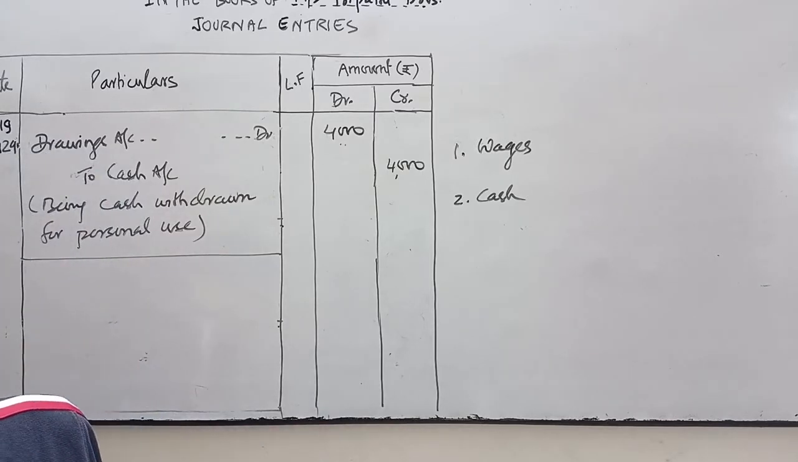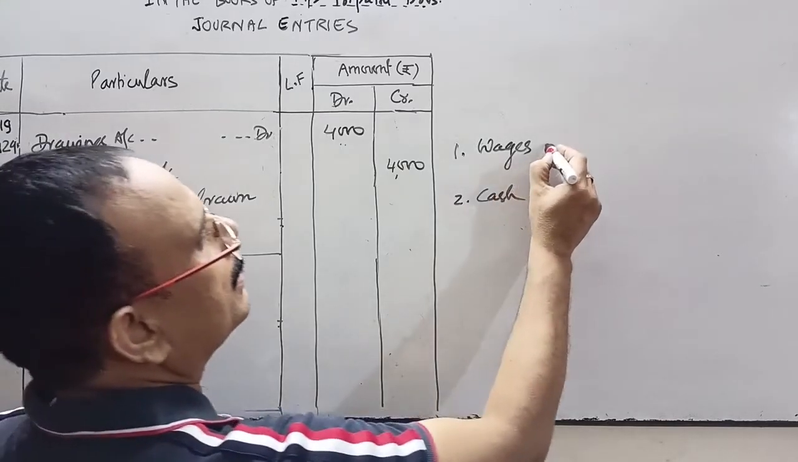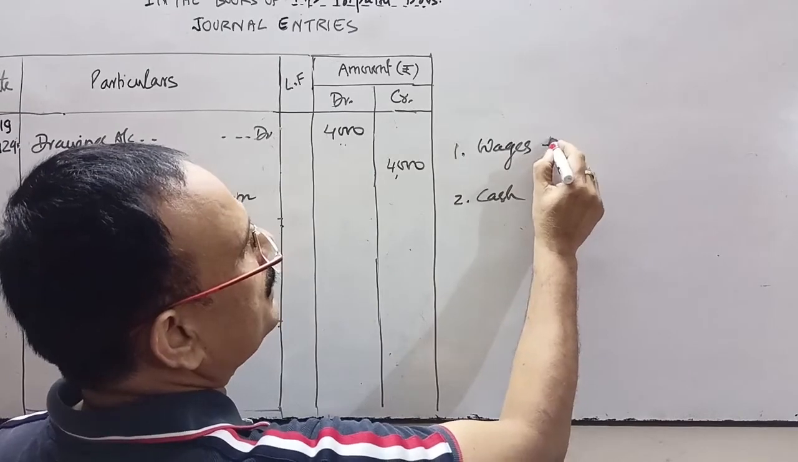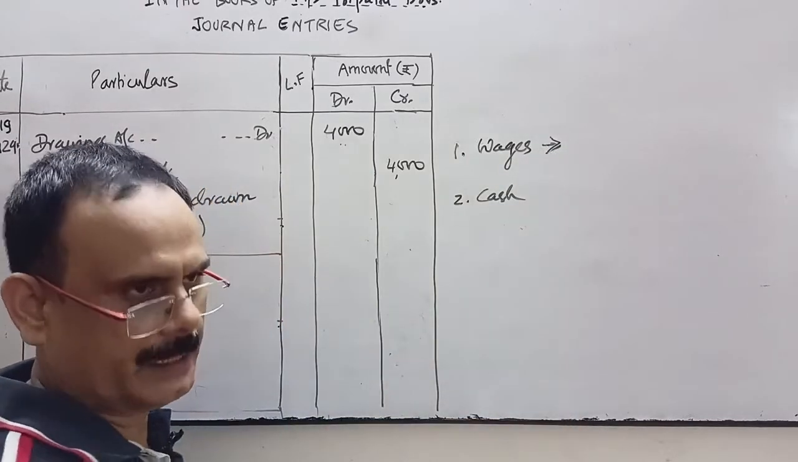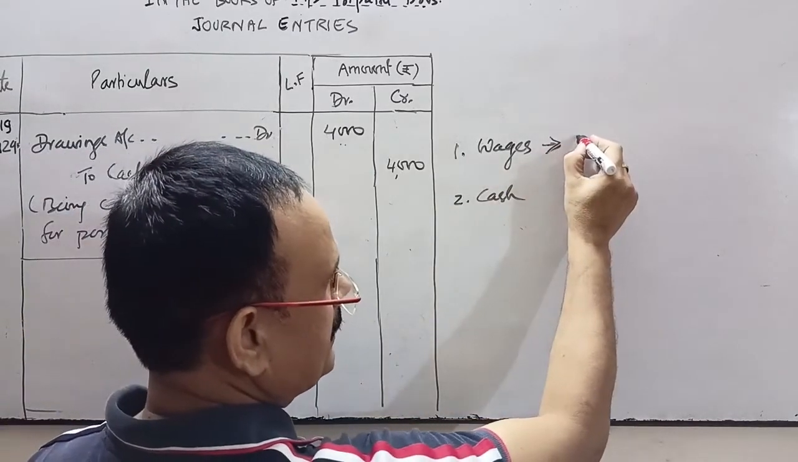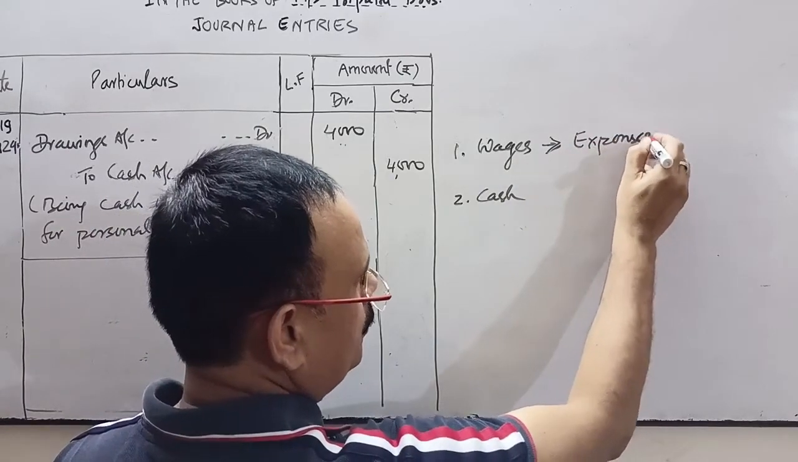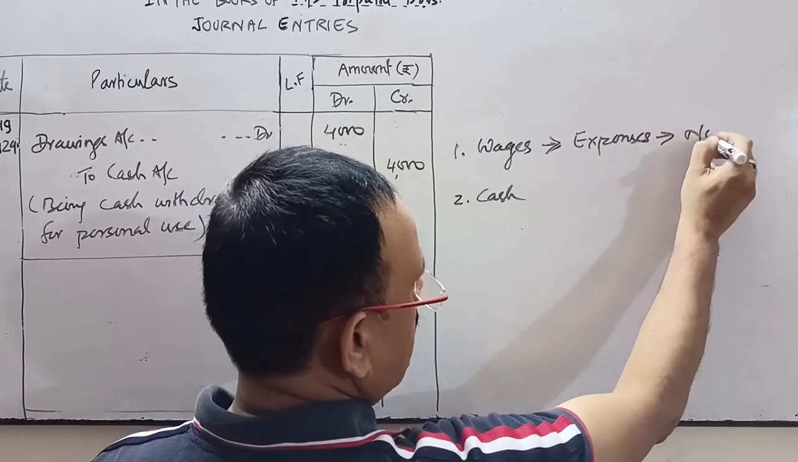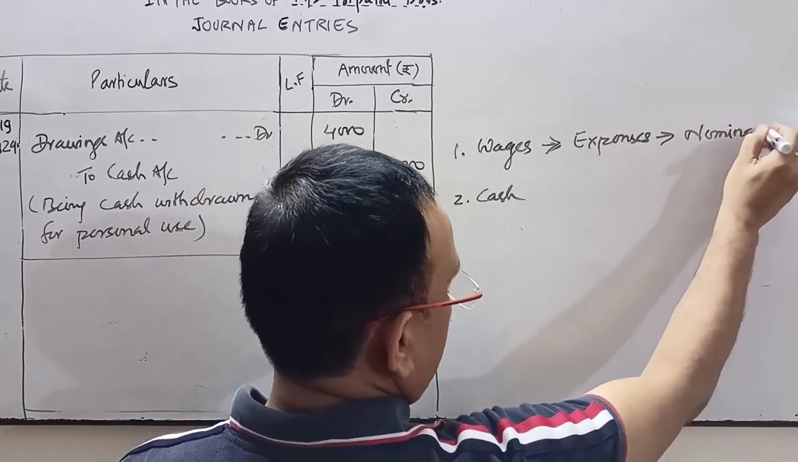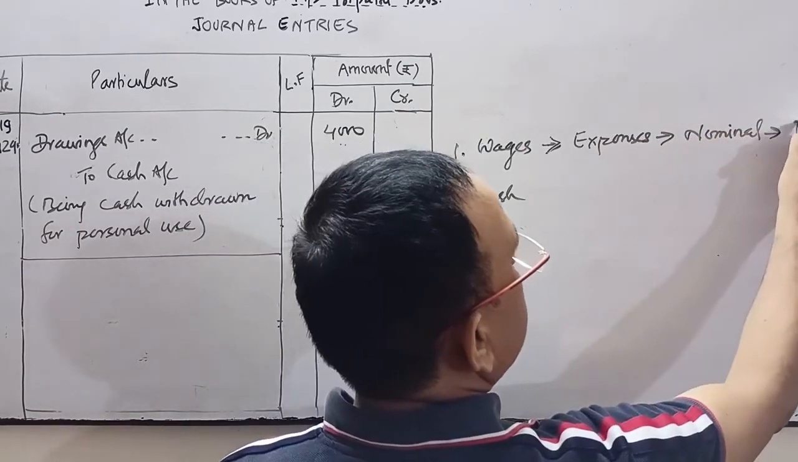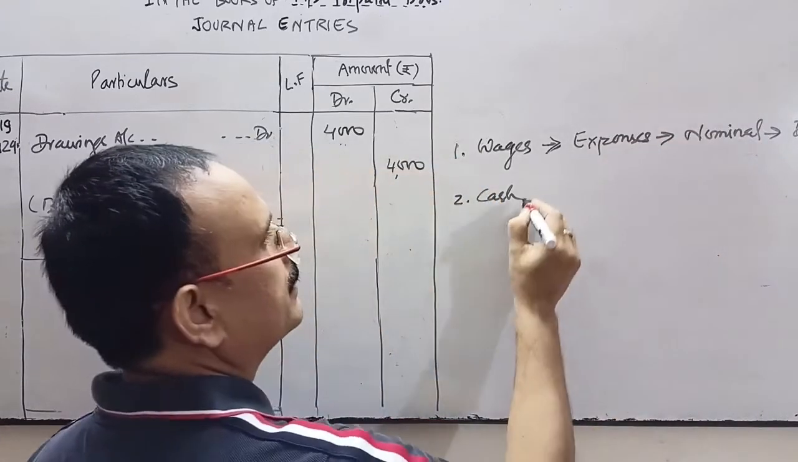So when the wages are paid, wages comes under which account? Personal, real or nominal? Wages is what? It's an expense or income? It's an expense. And you know all expenses come under which account? Nominal account. Rule of nominal account: all expenses and losses debit.